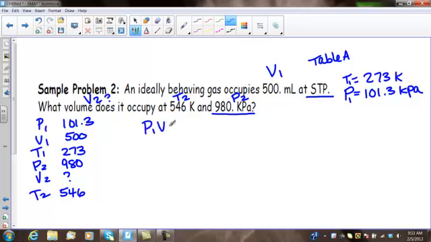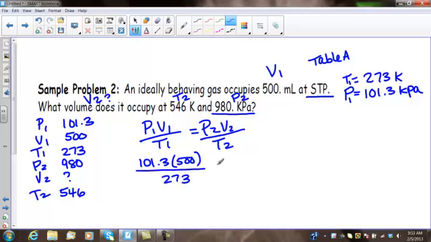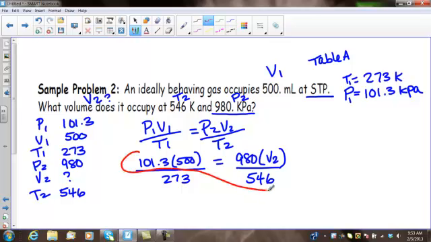I write my formula, and then I'm going to substitute in 101.3 times 500 over 273 equals P2, 980, don't know my V2, over 546. Again, I'm going to cross multiply and divide. I'll run through this with you again.